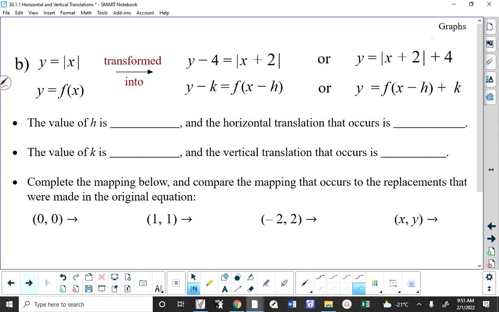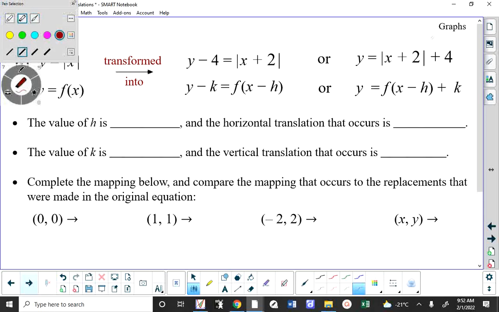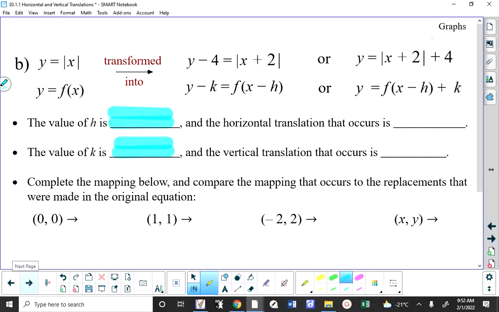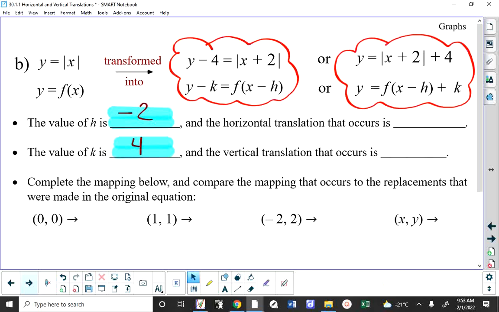Okay, what if we go from y equals the absolute value of x to y minus 4 equals the absolute value of x minus 2? So this time, before we look at the graphs, I would like everybody to fill in what you believe the value of h is and the value of k is, before looking at the graphs. And you're doing that by comparing. I just knew that. It was my mistake.